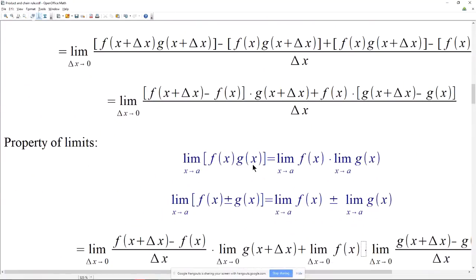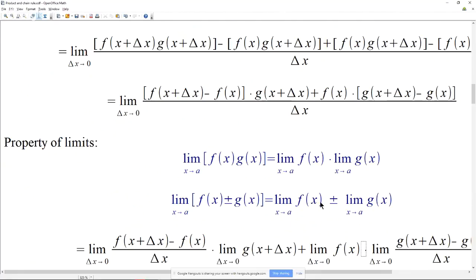This is where you actually apply the properties of limits. We didn't really go over the properties of limits; I explained them at one point, but not too much. Some of these are pretty self-explanatory. For the product of two functions, the limit as x approaches a, you can separate them. The limit of the product of these two functions is equal to the limit of one function as x approaches a times the limit of the other function as x approaches a. Not too difficult. You're just separating them out.